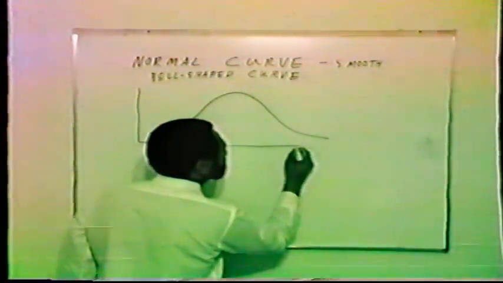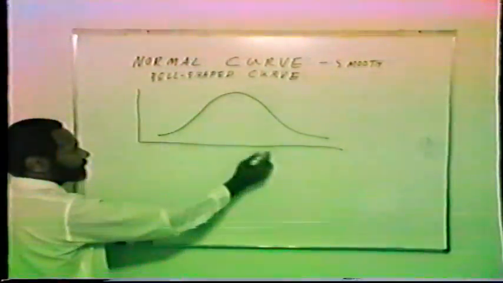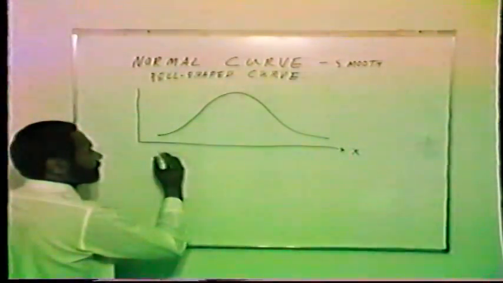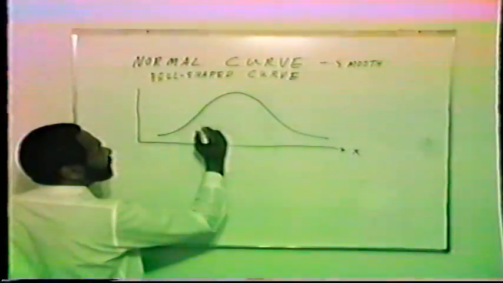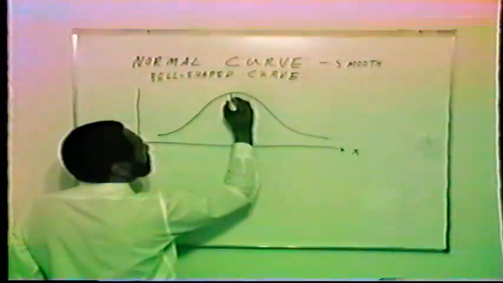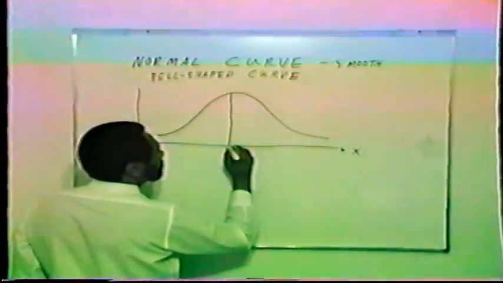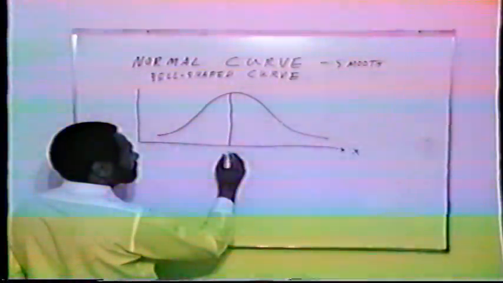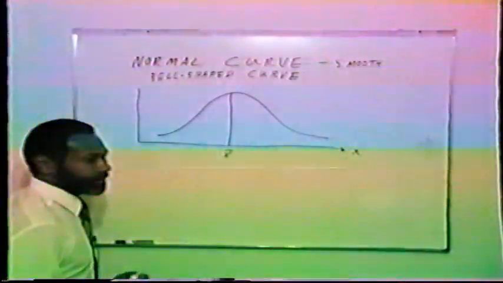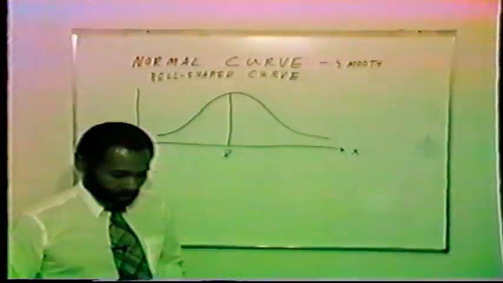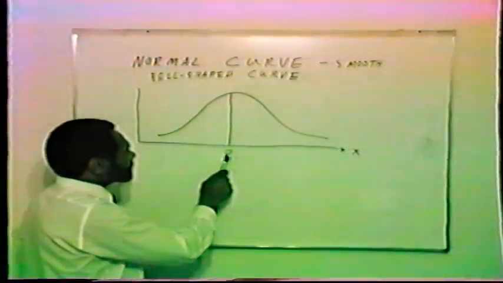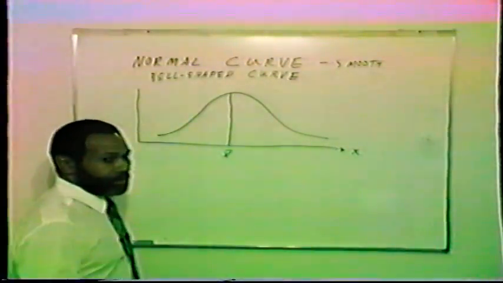Let's put this curve in a coordinate plane. This is the x-axis here, which represents your different scores. When you have the normal curve, the mean of all the scores is in the middle, and we will be calling this x bar in Math 103. We'll be looking at this as x bar, the mean of the sample.